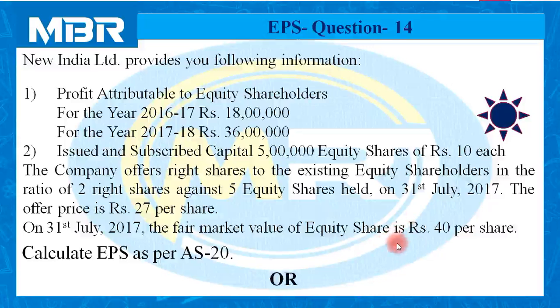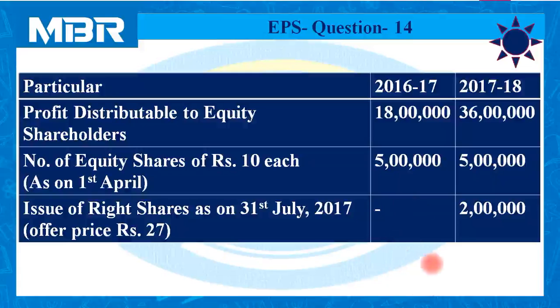It may be possible that the examiner may provide us information in a different format, and the question will be available to us in the form of tabulation. Particulars, 2016-17, 2017-18. Profit distributable to equity shareholders, rupees 18 lakhs and 36 lakhs. This information is given to us in number 1.